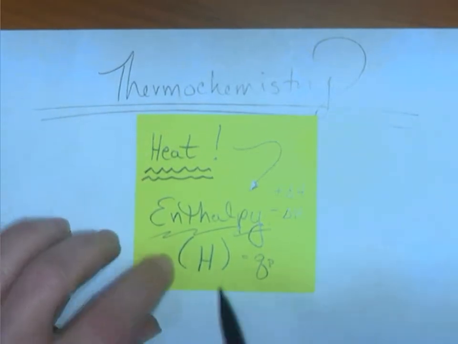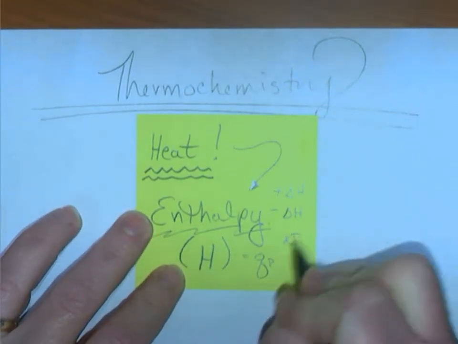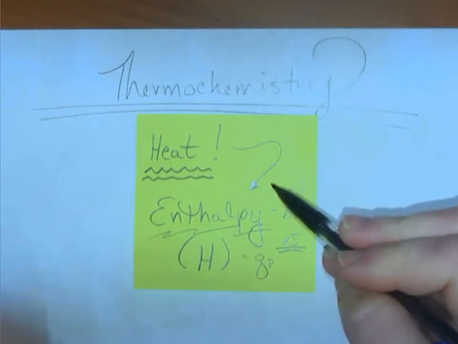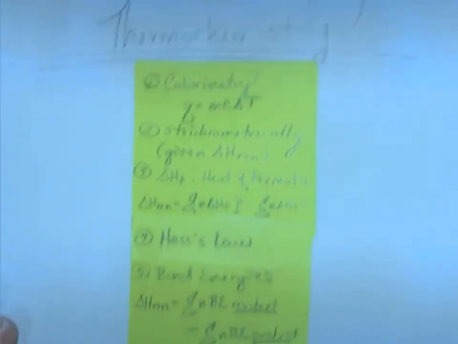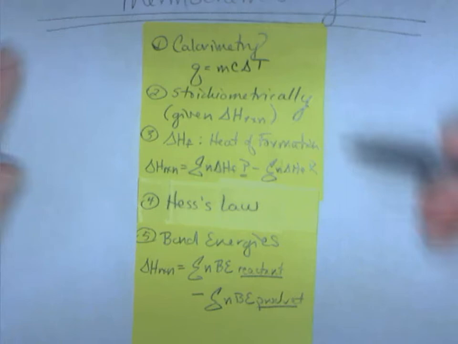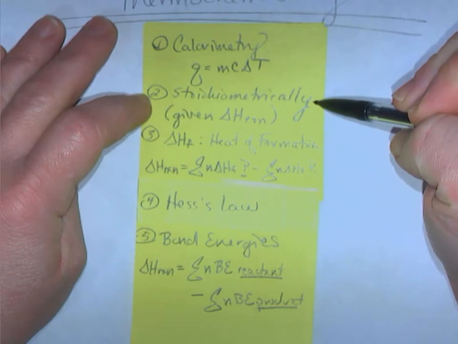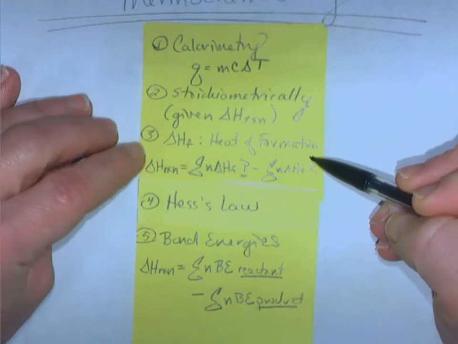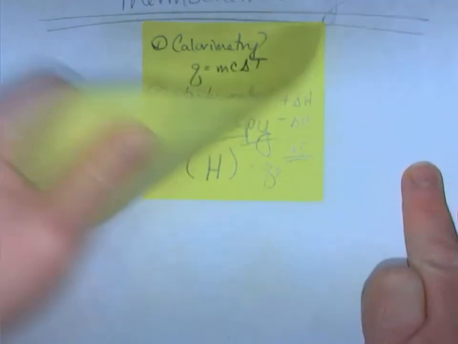Remember, enthalpy is represented by a capital H. It is a form of energy. Most commonly, we see kilojoules as our unit, but we can also be in joules. And there are 5 different ways that we can analyze heat that is either required or released in a chemical process. All right, we're going to go through calorimetry, how we can determine how endothermic or exothermic stoichiometrically, remember those enthalpies of formation, Hess's Law, and bond energies. So let's go through each one.